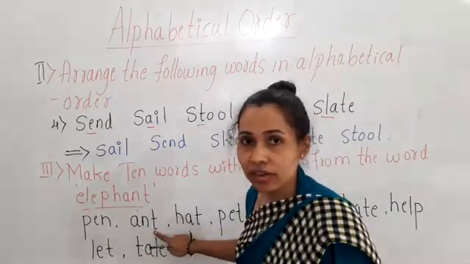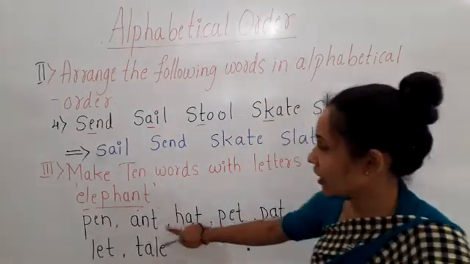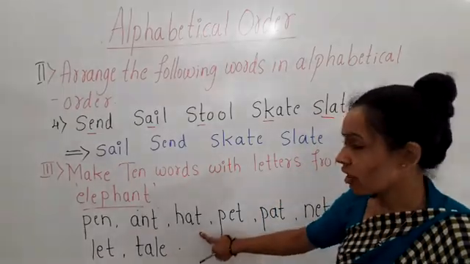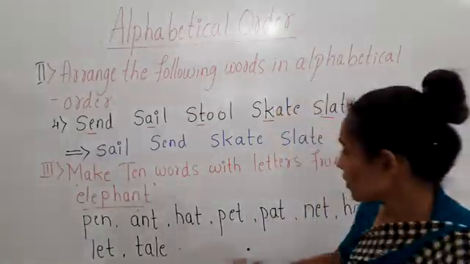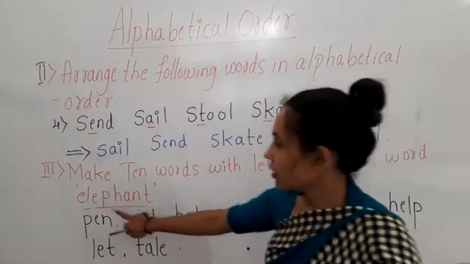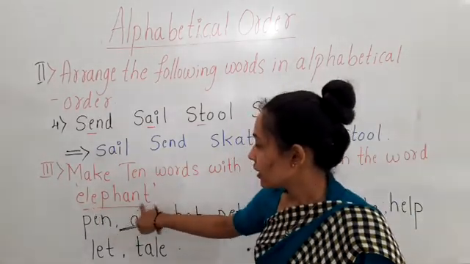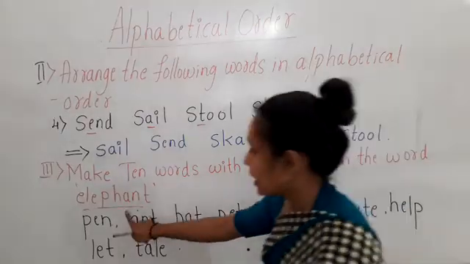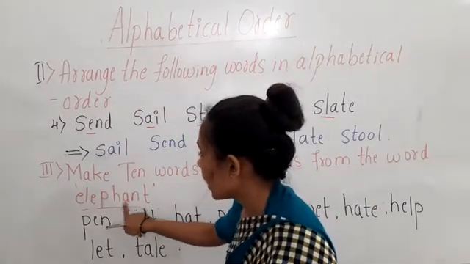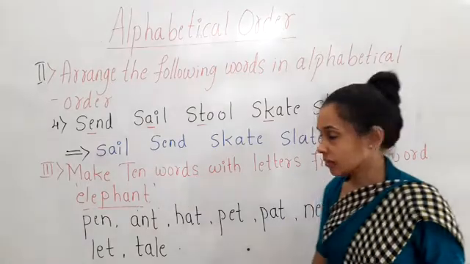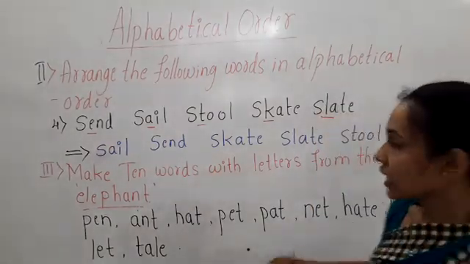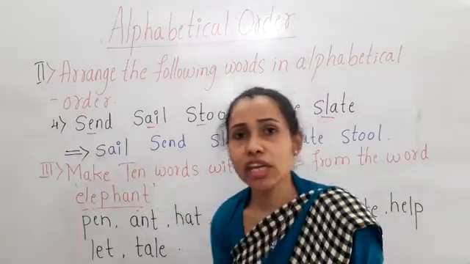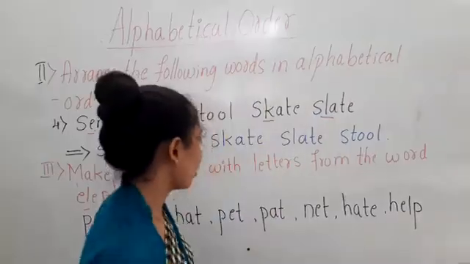ANT, ant. Then I have created HAT, hat. One more new word. Then PET, pet. Then PAT, pat. Then NET, net. By using these letters only, you have to create different types of words.